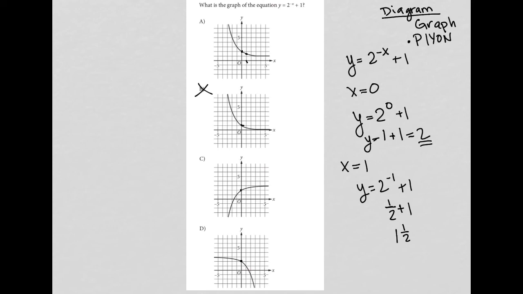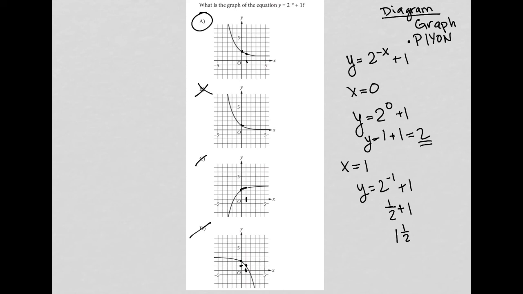It does not, however, look good for choice C. For choice C, we're going up above 2, so C is gone. And then for choice D, by the time we get to positive 1 on the x-axis, it looks like we're exactly at positive 1 on the y-axis, not at 1.5. So actually, that's enough for me to feel pretty confident that choice A is the correct answer.